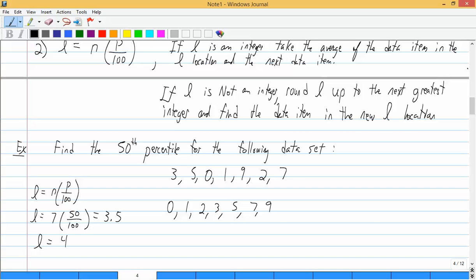Now go back to your ordered set of data and go to the 4th data item starting from the bottom. So we got 1, 2, 3, and then this right here, that's our 4th data item. So the 50th percentile is going to be 3. The 50th percentile is also the median. That's no coincidence.